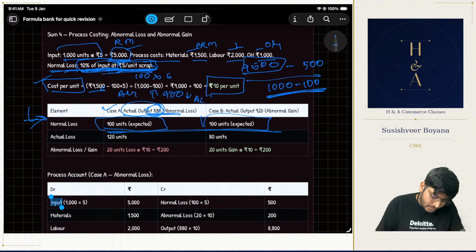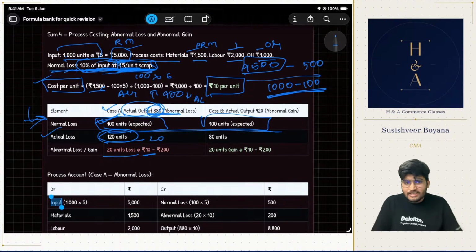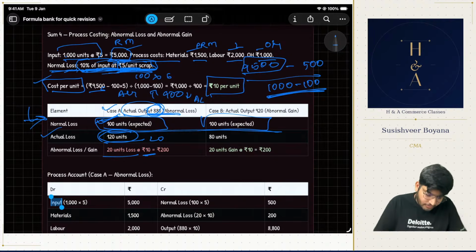I got 880. That means 120 units of actual loss, out of which normal loss is 100. So abnormal loss, how many units? 20. 20 into 10. See, you're not going to take this 5. Please don't confuse with this 5. That is for scrapping, that is the resale of normal loss. For this abnormal loss, we should always take cost per unit. So 20 units into 10 is going to give us 200.